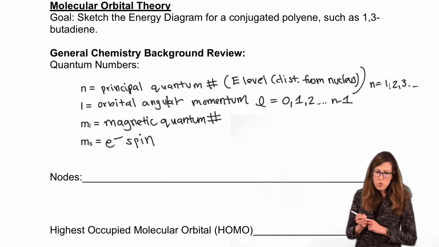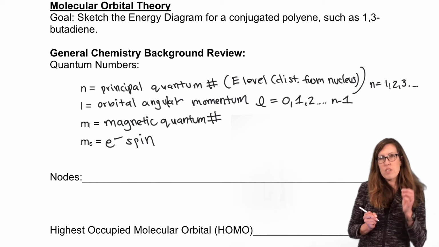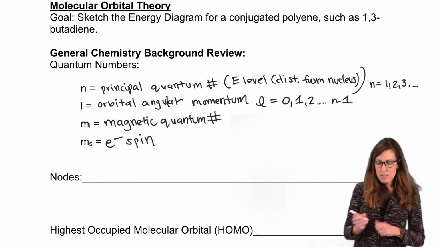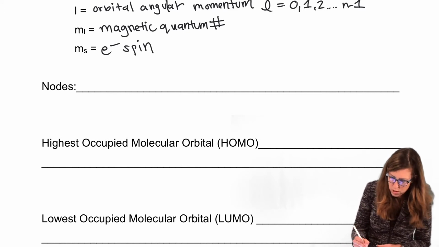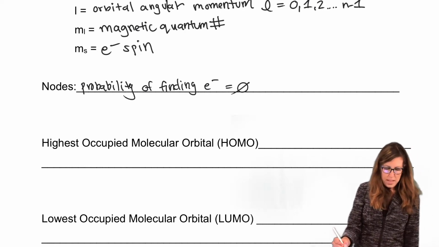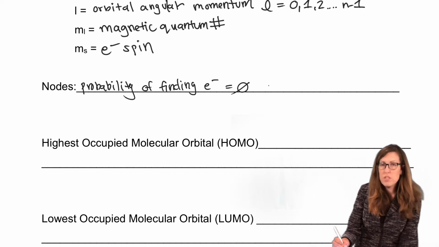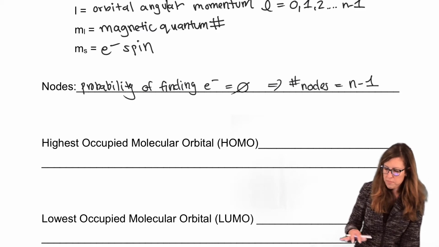Okay, so we're also going to discuss nodes. That's the part of the orbital where the probability of finding an electron is 0. Mathematically, the number of nodes equals n minus 1.